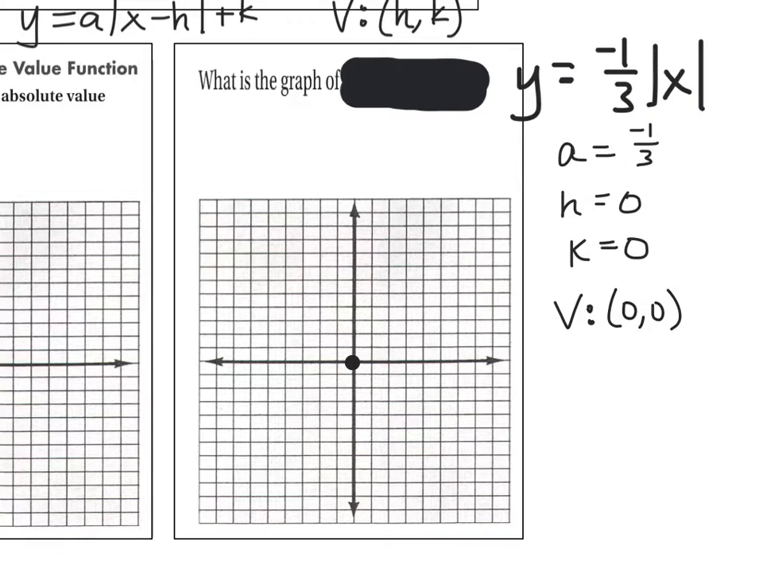Now my a value, remember, tells me how to find my next point. My a value tells me that from my vertex, I'm going to go down 1 and right 3, just like the slope on a line. So from where my vertex is, I go down 1, and I go right 1, 2, and 3, and put a dot right there. Then I go down 1 more and right 3 more, and put another dot.